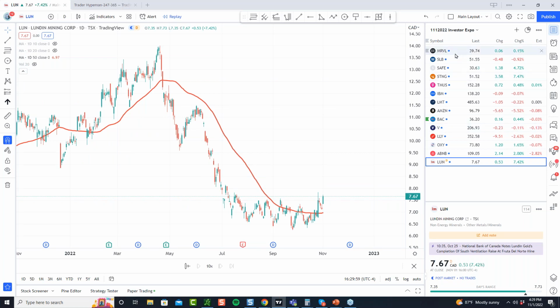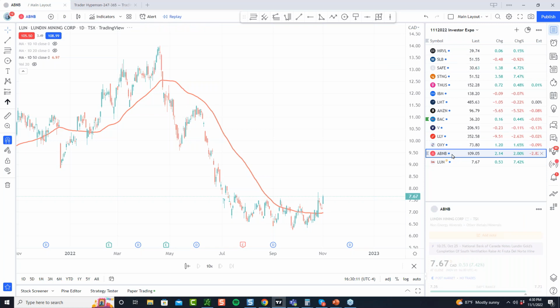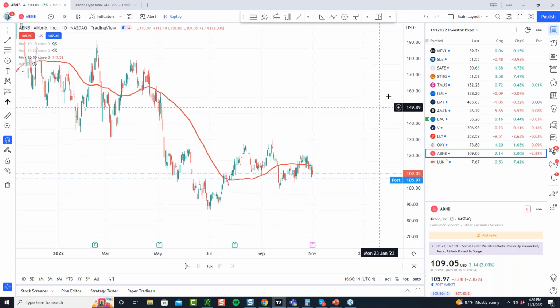So just by one trend line, we're able to quickly identify whether we are in an up or downtrend. Why is that relevant? Well, that tells me whether I'm going to be a buyer or a seller. If I'm looking at a downtrend like Airbnb, I don't want to buy. I'm not a buyer yet.